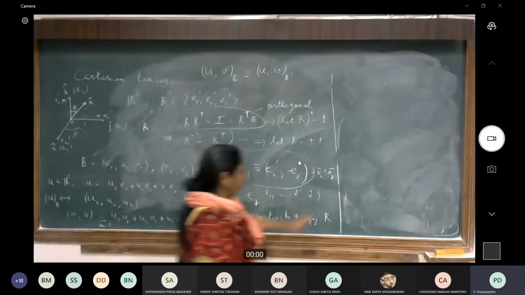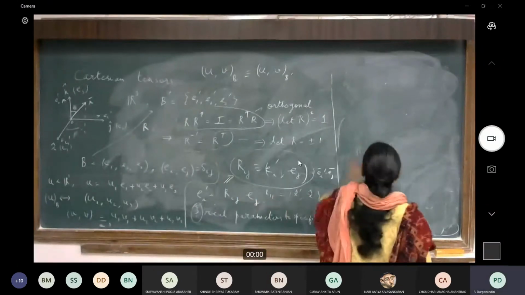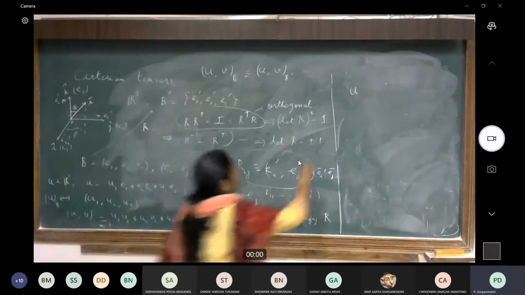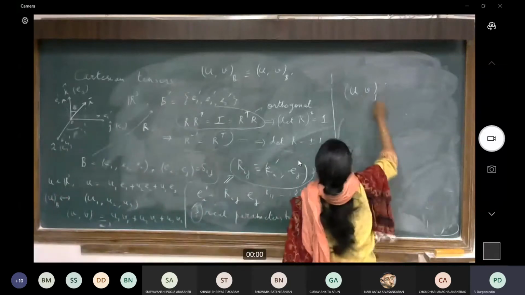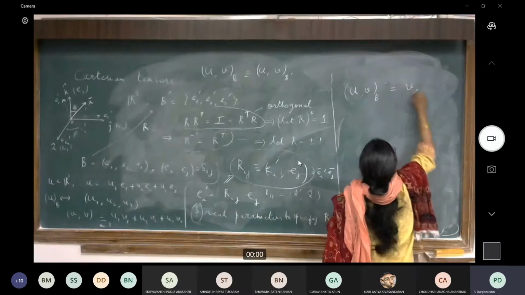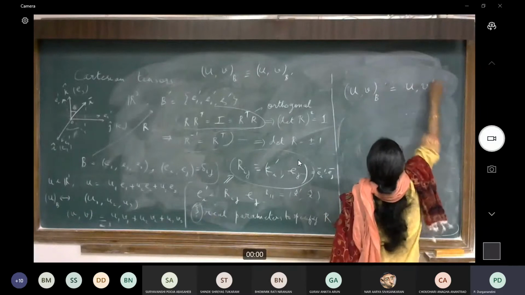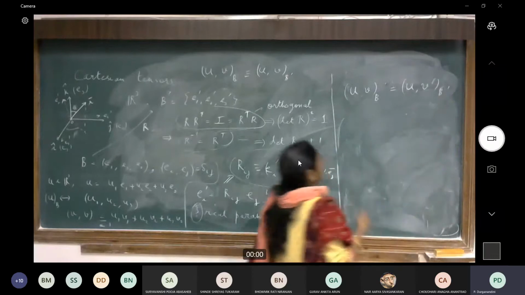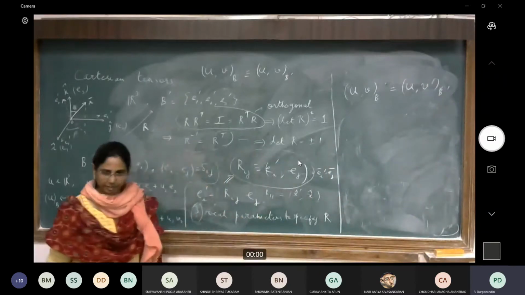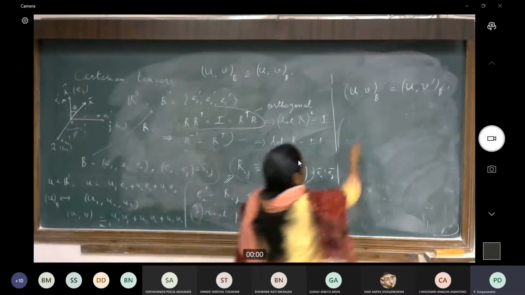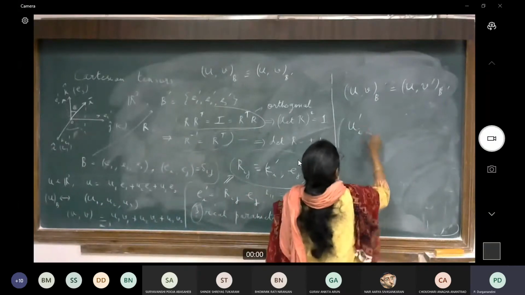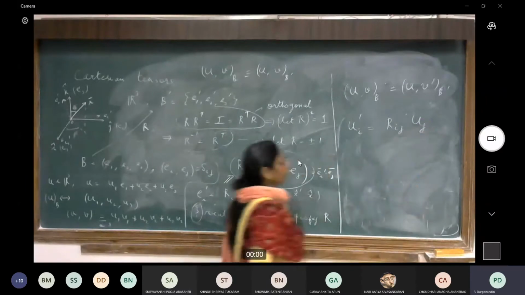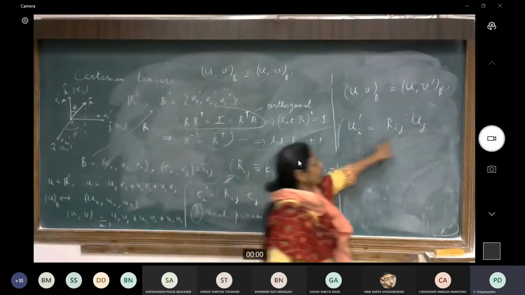Already we have seen last time that if I have the scalar product, then with respect to B and with respect to B prime, it's the same. This is by definition. So my scalar product, or the inner product, doesn't change under this transformation. On the other hand, what we have seen is that if I have a vector, then the components of the vector with respect to the two bases are given by this relation. Again, I'm using the summation convention here.